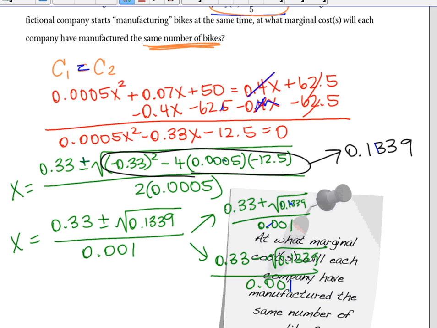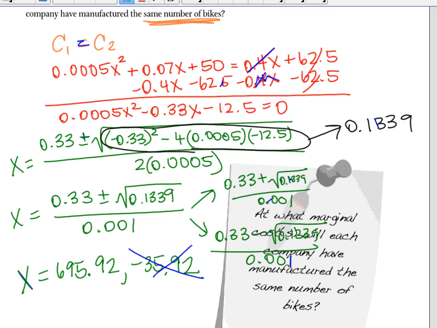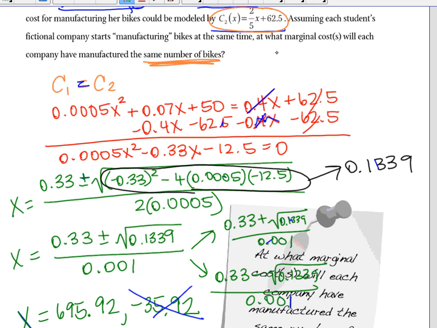When you do that, the two answers you should get are 695.92 and negative 35.92. Well, if you think about what x represented, x was the number of bikes. You're not going to make negative 35.92 bikes, so you can get rid of that, and you can focus on the 695.92. The question is asking, at what marginal cost?